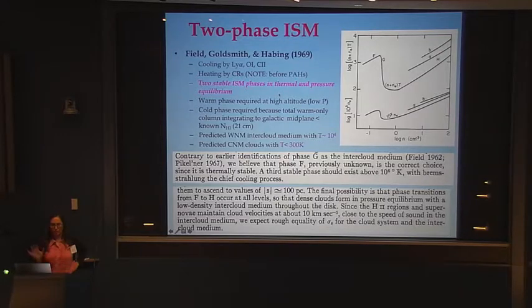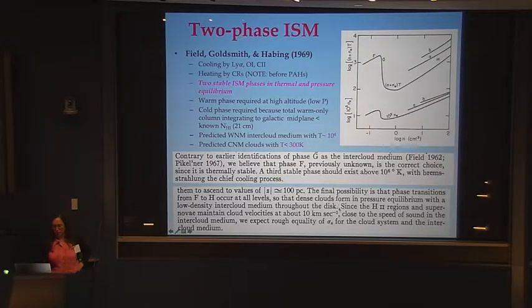So the main point is that they said there are two stable phases, and what was previously thought to be this G phase was thought to be the main one. This is from their paper. This new phase, previously unknown, is what they concluded should fill much of the volume of the ISM, and that's still what we think today. And they also suggested there should be a hot phase. This is not well known, but that was in this paper as well.